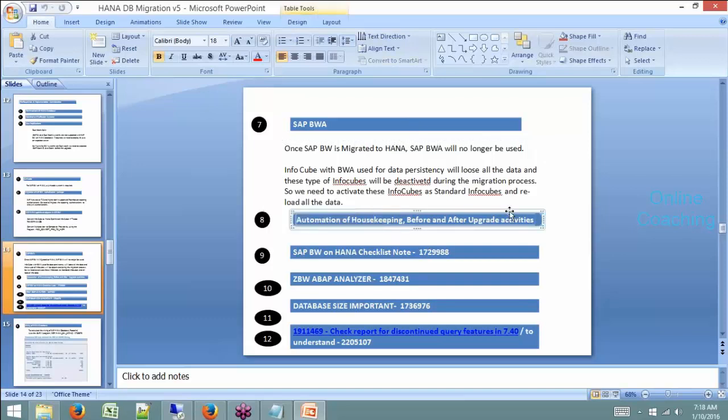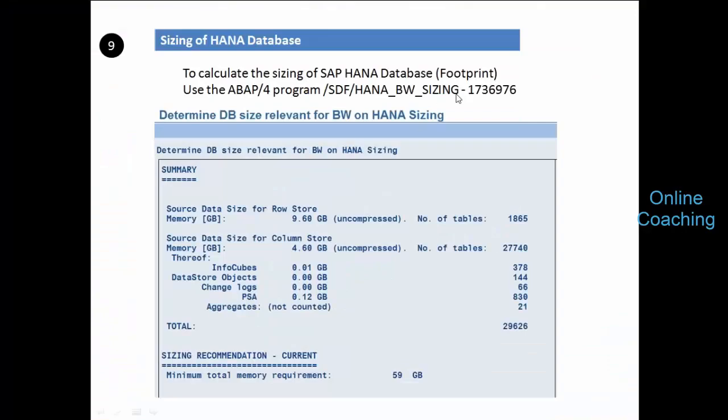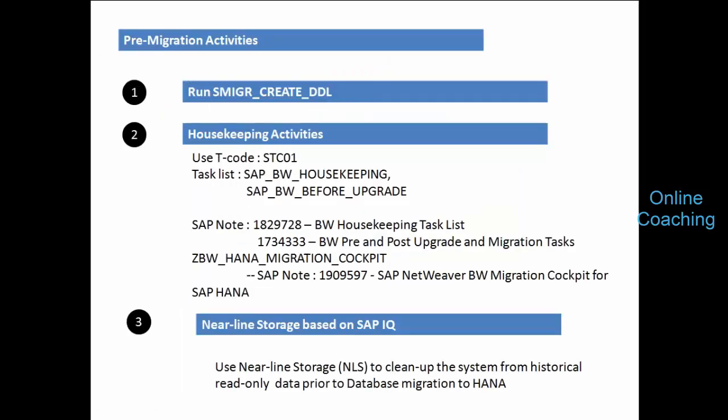So we need to perform a couple of housekeeping activities, and then we have a note for checking whether the BW system is ready for the migration. All the ABAP customizations required can be checked from this Z BW ABAP analyzer note. The sizing we can get from this note, and the discontinued features of BEx queries can be understood from these notes. And for sizing, I told you we basically use this program, which gives you that, and it has a note. If you don't have this program, you can implement this note. And they use this formula to get the sizing.